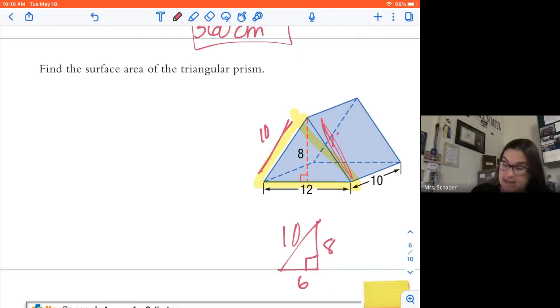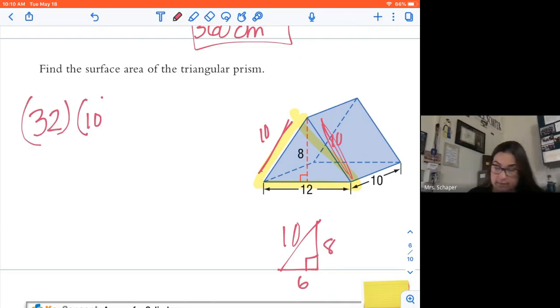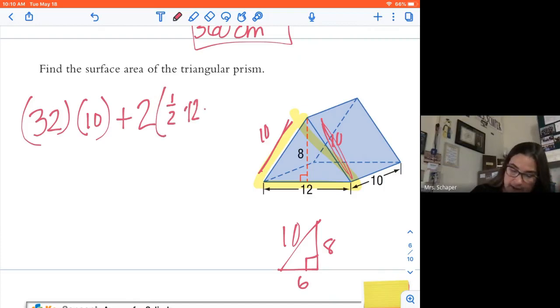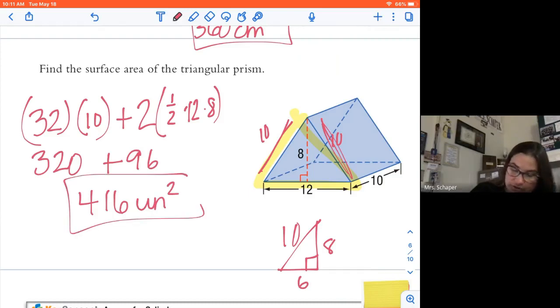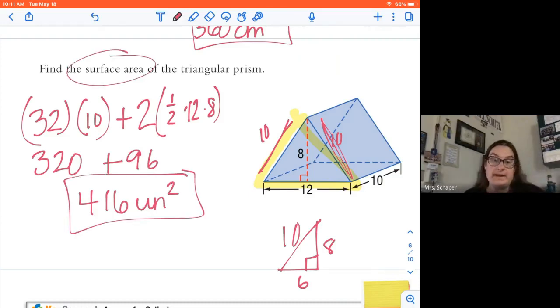So now when I'm taking the perimeter of my base, 10 plus 10 plus 12, my perimeter of my base is 32 times 10. And then I'm going to add twice the area of the base. Well, the area of the base is going to be 1/2 times 12 times 8. All right, and so when I multiply those out, I have 320 plus 96, which is 416 units squared. So total surface area is going to ask me to include the bases in my answer.